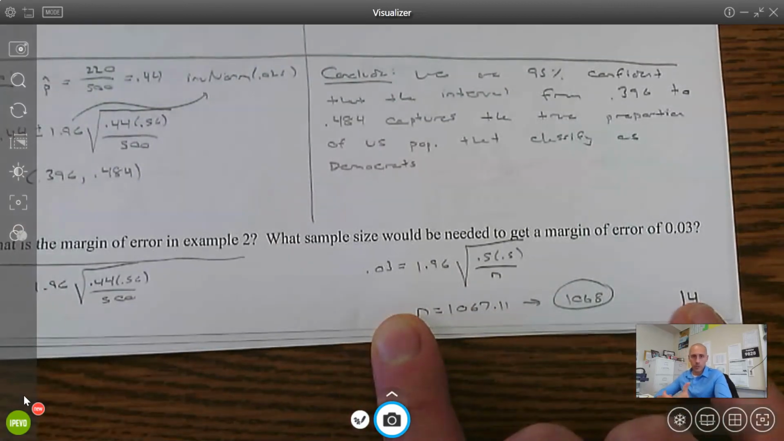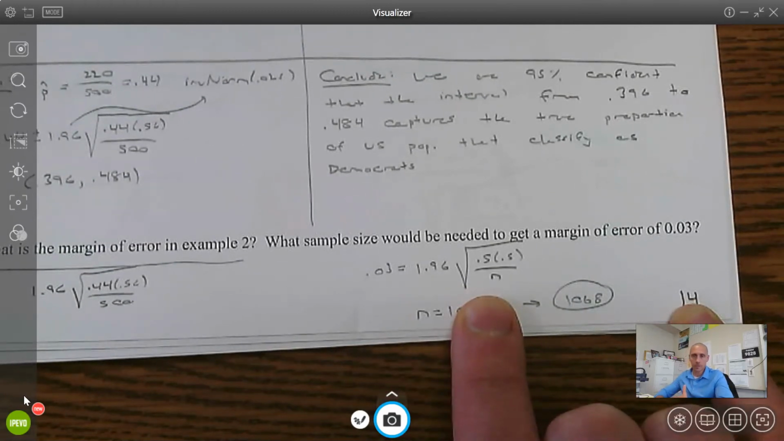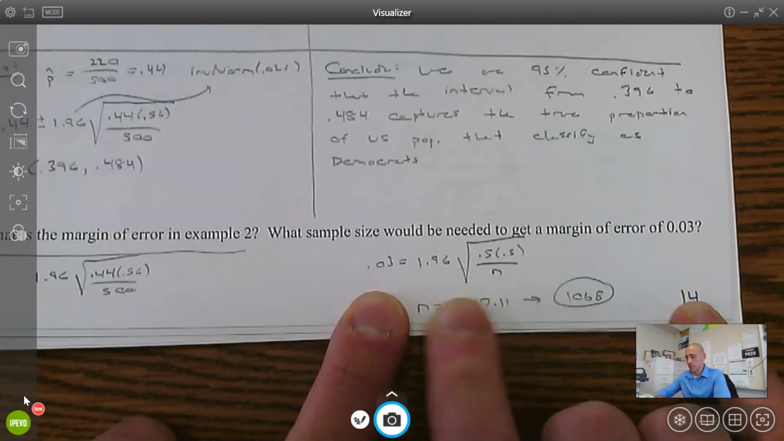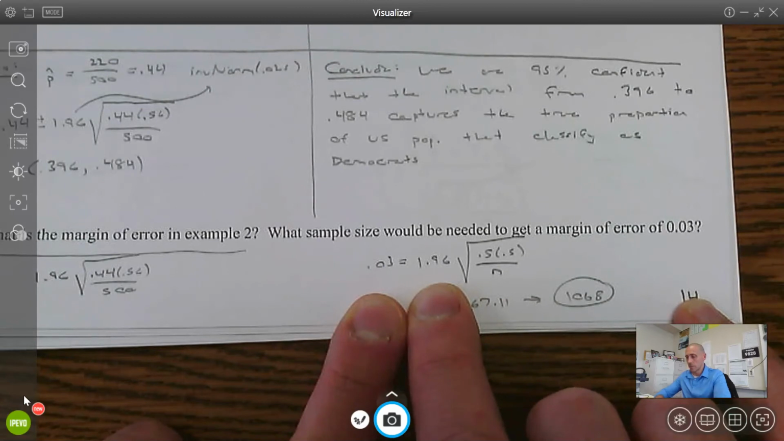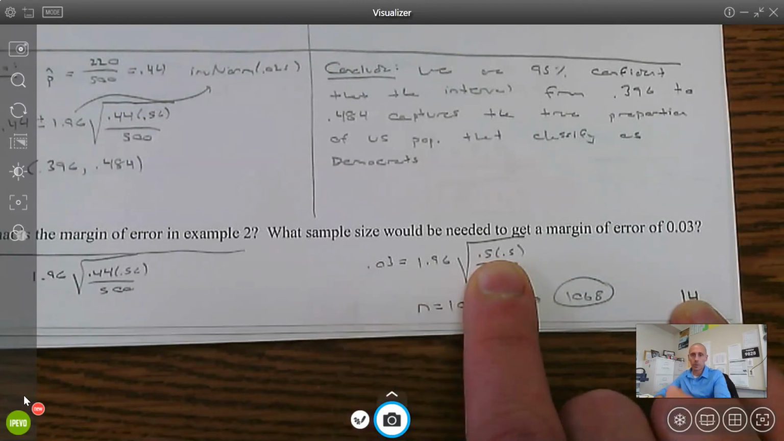The last skill of this is finding a sample size. What you're doing is taking the margin of error formula, which is just the critical value times the standard error, and substituting in and solving for the sample size. So the margin of error is 3%. The critical value was 1.96. If you don't have a prior estimate for the sample proportion, you're going to use 50%. That's the most conservative we can be.